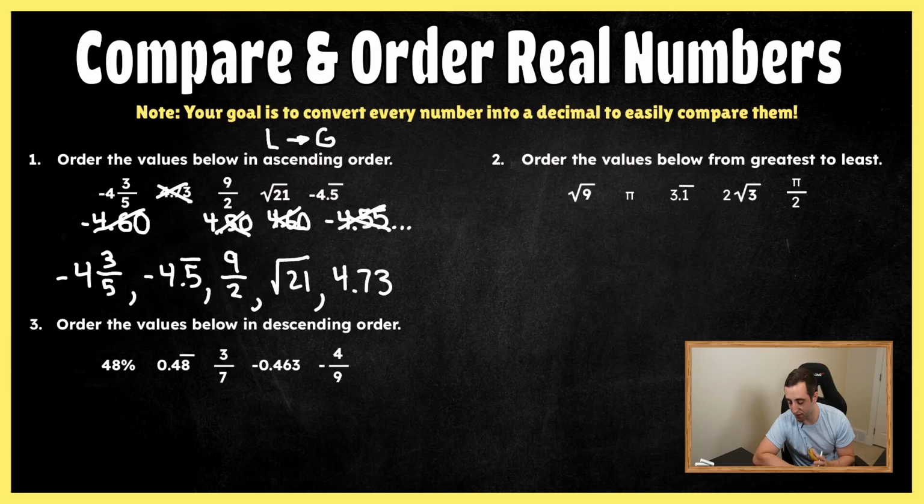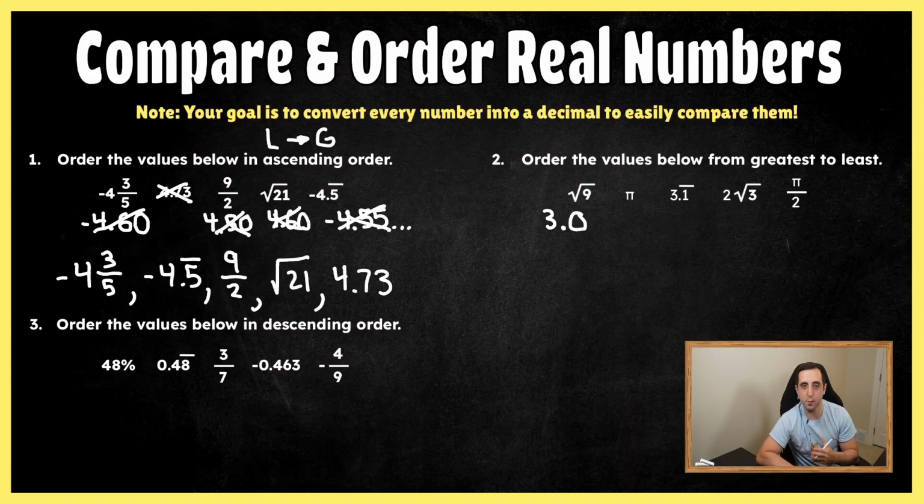So what's nice about the first one is that's the square root of 9. That's a perfect square. Well, what number can you multiply by itself to give you 9? In this case, it's 3. So let's go ahead and do 3, and to make it into a decimal, we're just going to do 3.0.